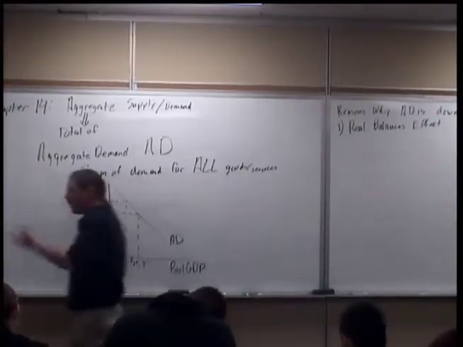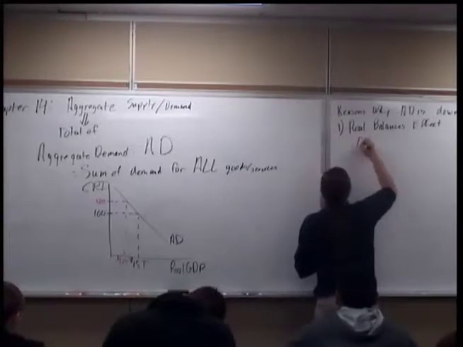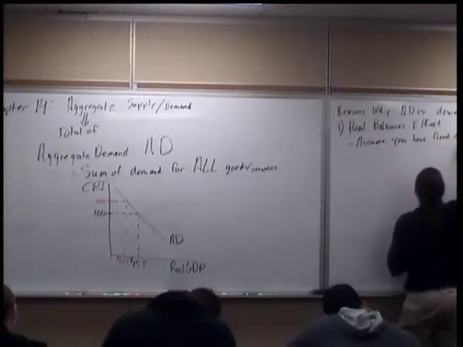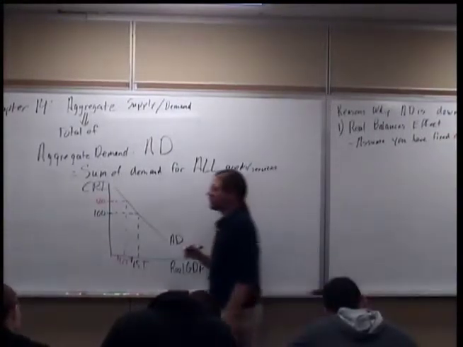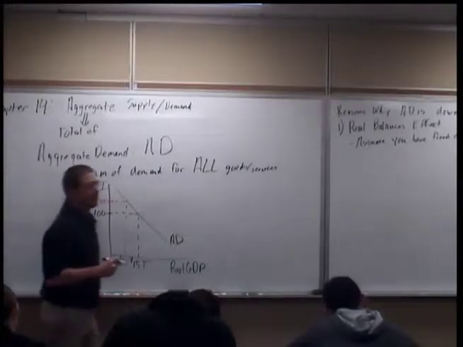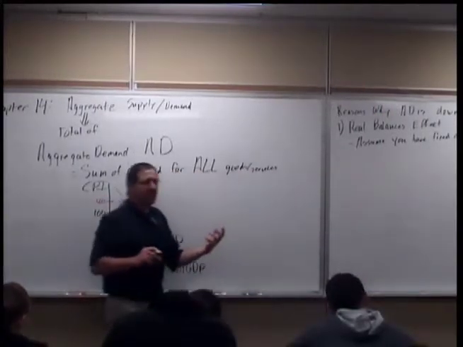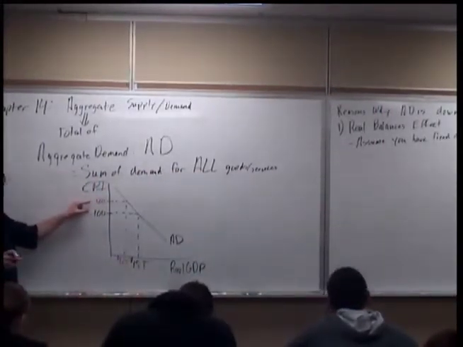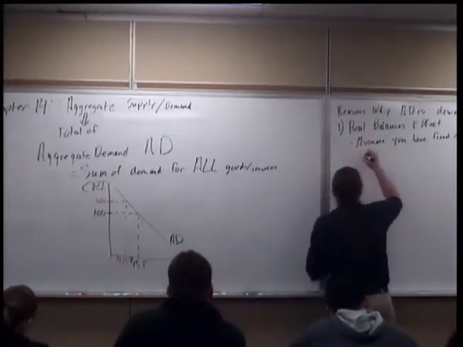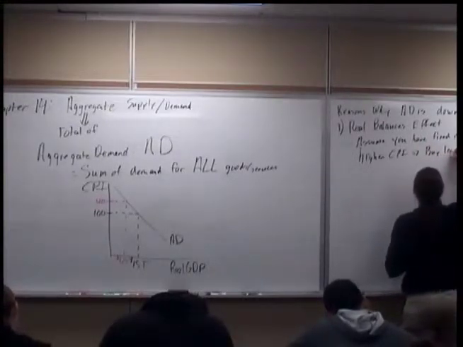So one of the things is called the real balances effect, right? What this means is assume you have a fixed income. So imagine that your parents or your grandparents, if you're really young, who's retired and now has a fixed income based on their Social Security level, or their investments, if they had the wisdom to invest. If you have a fixed income, what happens when prices go up? You have to buy less, right? Higher prices, higher CPI means buy less product.